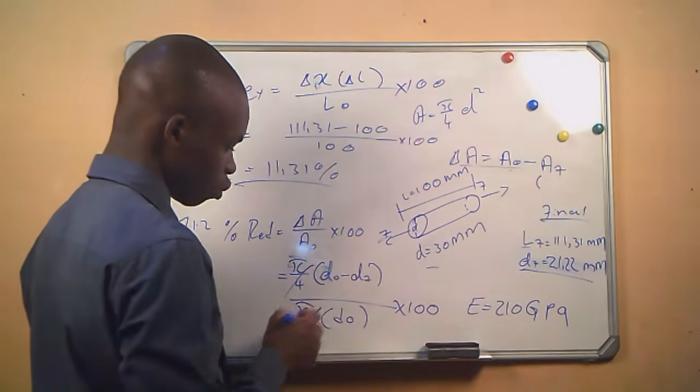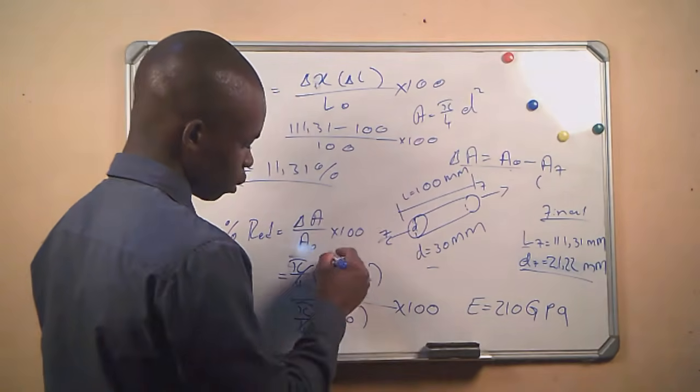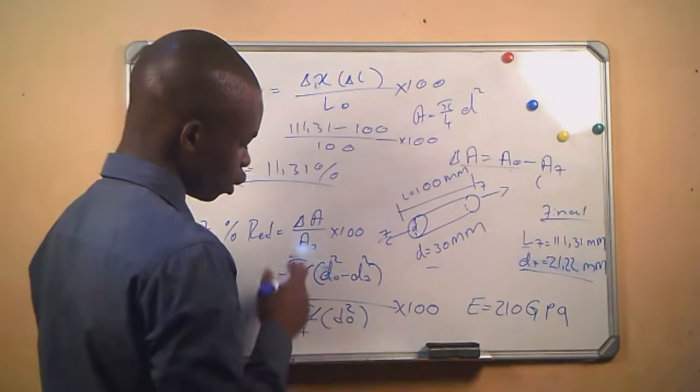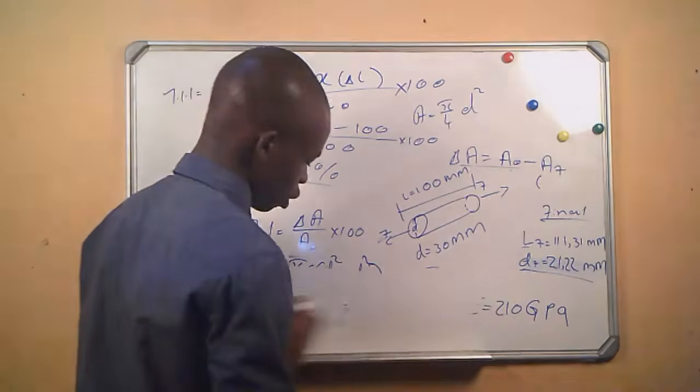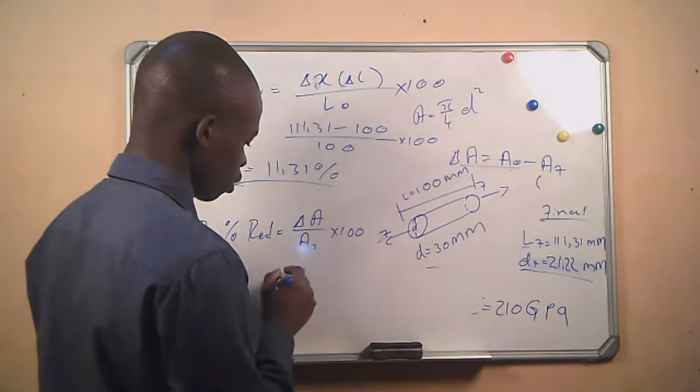We can cancel these two. We know that these two are the same. We know it's squared here. These two are the same. We can cancel them out. So we can simply write them here, just like this, just to save space.